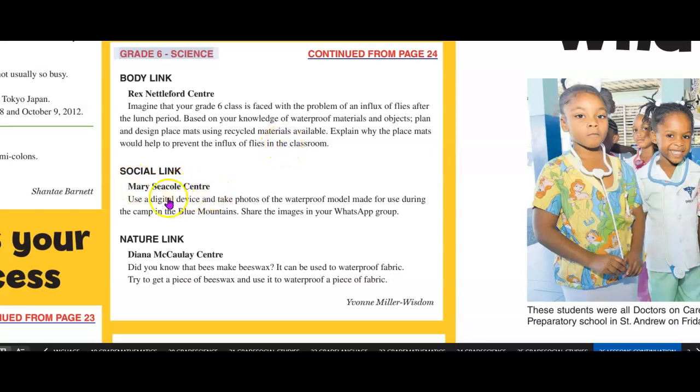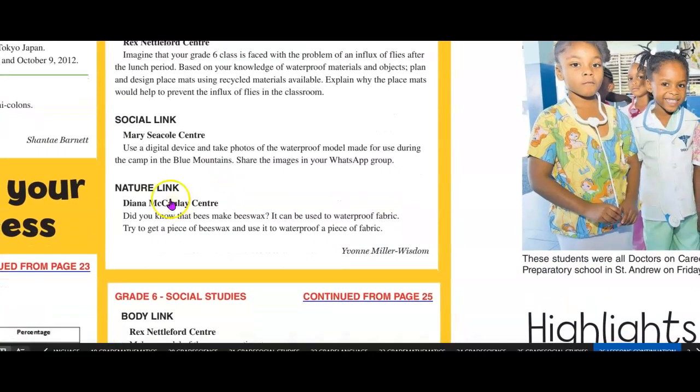Social link from the Mary Seacole Center. Use a digital device and take photos of the waterproof model made for use during the camp in Blue Mountains and share these images in your WhatsApp group. So if we're going to the Blue Mountains, we know that it's a misty situation and we're going to have lots of condensation and areas that are wet. So what are some of these waterproof materials and objects that we would need to take on our trip?